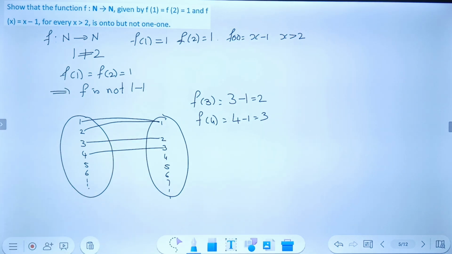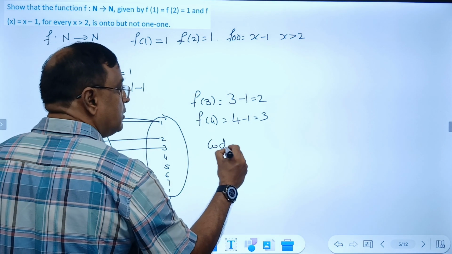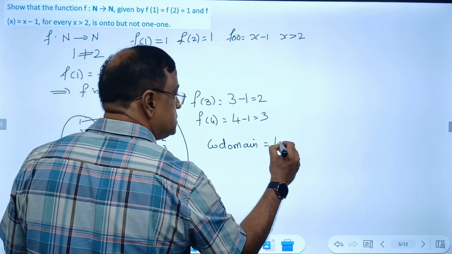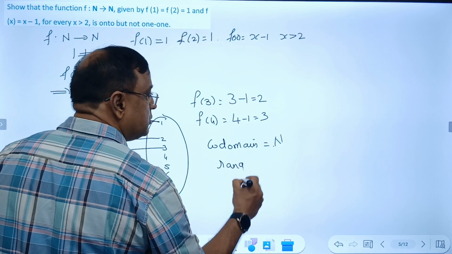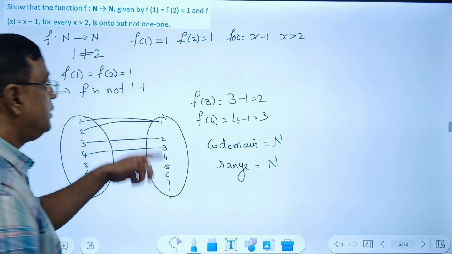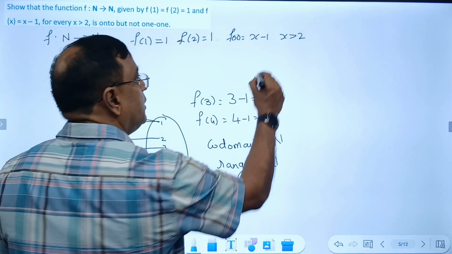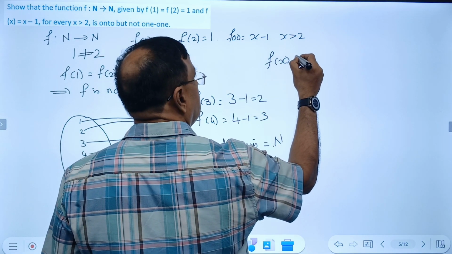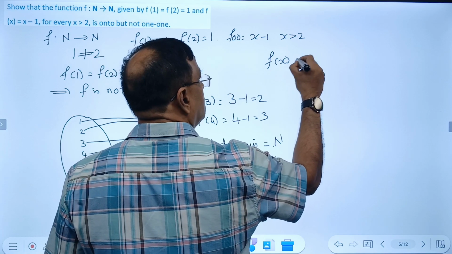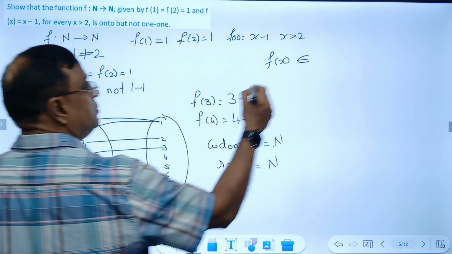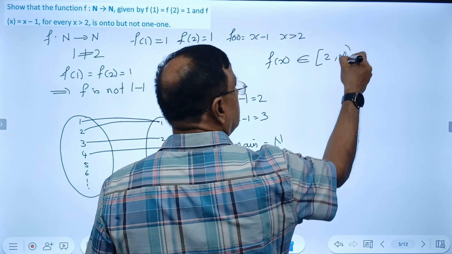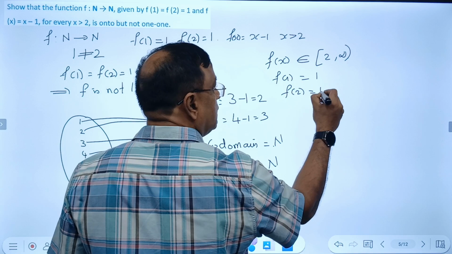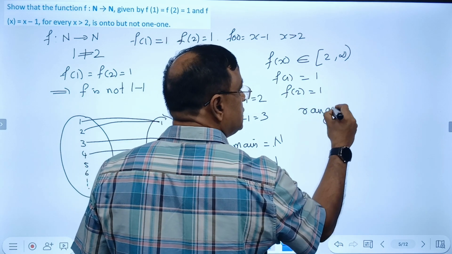Correct? So clearly you can see my codomain is natural numbers. My range is also natural numbers. Can you see that? x minus 1, okay, f of x will belong to 2 comma infinity. And f of 1 is 1 and f of 2 is also 1. So my range will be natural numbers.